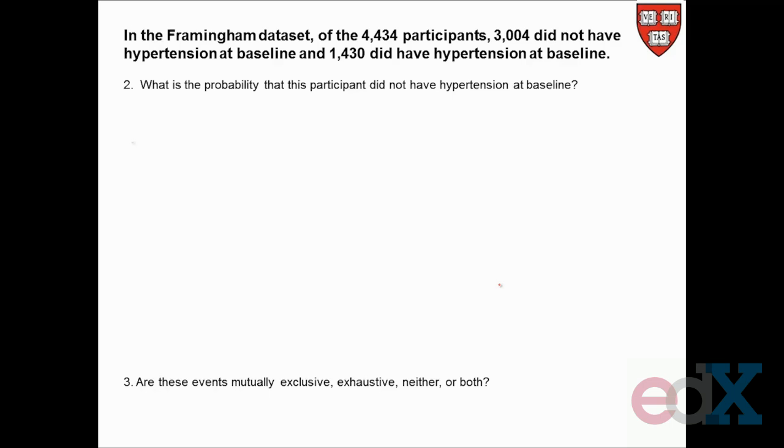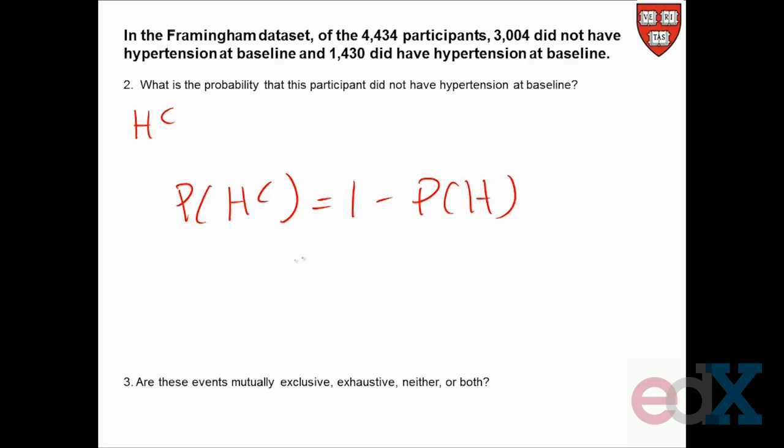Moving on, we now want to know the probability that this participant did not have hypertension at baseline. We're going to call this event H complement, because it's the complement of the event H. H was defined as an individual having hypertension. H complement is the complement of that event, namely that the individual did not have hypertension. And we learned about complement events this week, that the probability of H complement is equal to 1 minus the probability of H, which is equal to 1 minus 0.32, so we end up with 0.68.